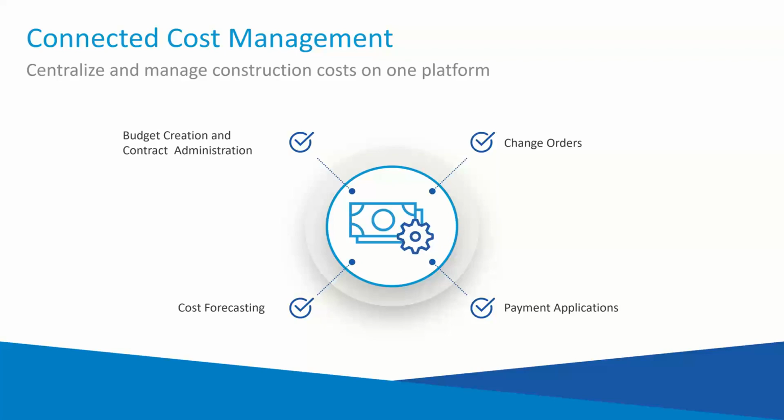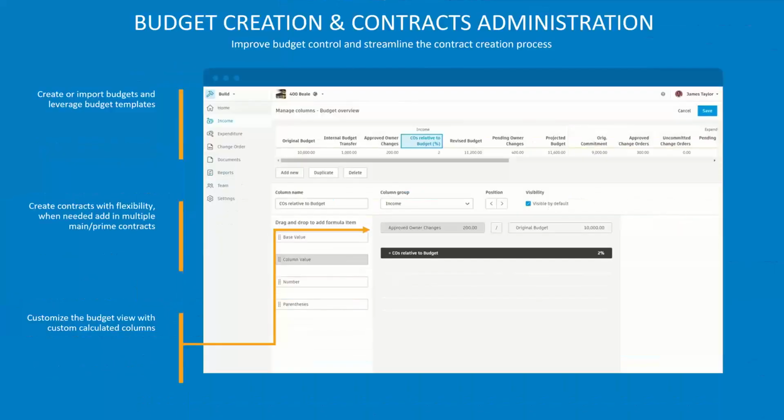There's payment applications that are built into the system to make sure people are getting paid. E-signatures are built into the system. You can put your own documents in the system and have smart fields fill out those documents as well that become contracts that get out. So budget creation and contract administration is in here.